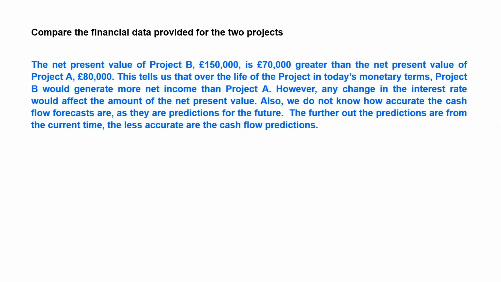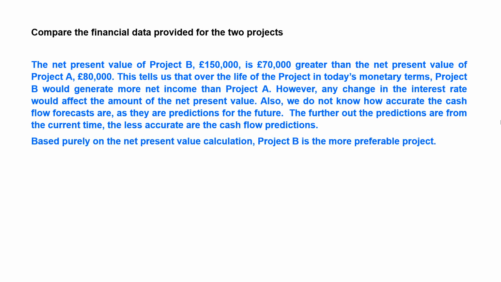However, any change in the interest rate would affect the amount of the net present value, and also we do not know how accurate the cash flow forecasts are, as they are predictions of the future. The further out the predictions are from the current time, the less accurate are the cash flow predictions. So based purely on the net present value calculation, Project B is the more preferable project.